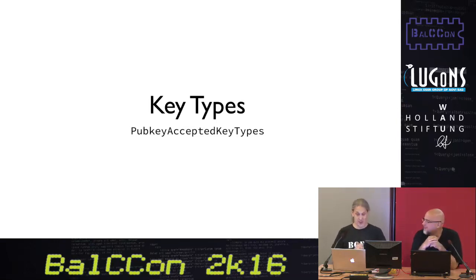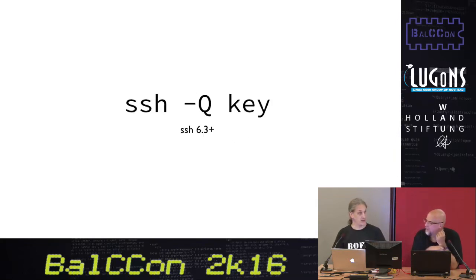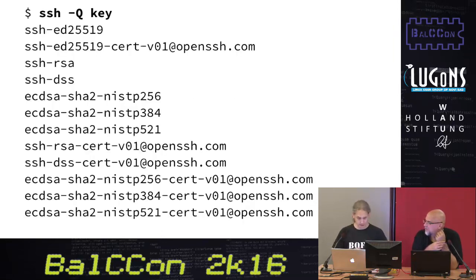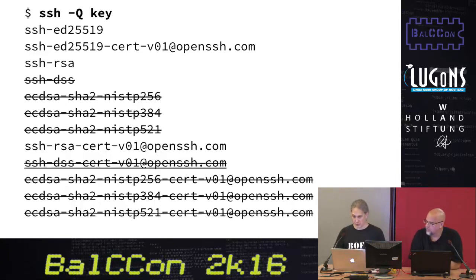Of course, there's key types. These are used by the client to authenticate the server and check the fingerprints. And of course, they have to be mutually supported. Again, if you run SSH 6.3 and above, you can ask your client what it does support. Of course, there's a bunch again. We don't want to use DSS, which is a DSA version, or elliptic curve DSA versions anymore, so we strike those out. That was easy.